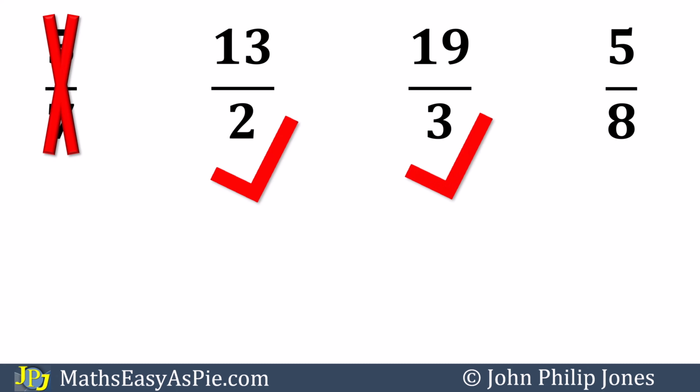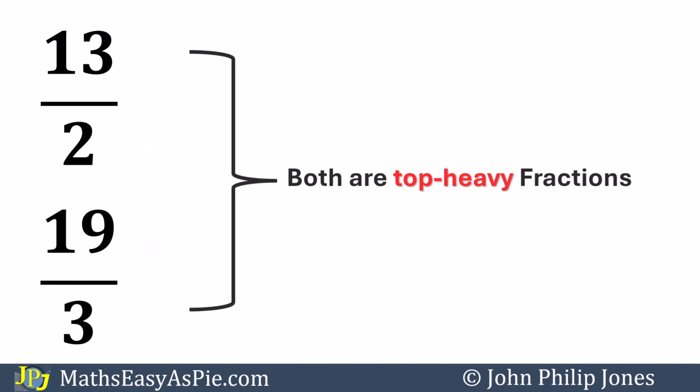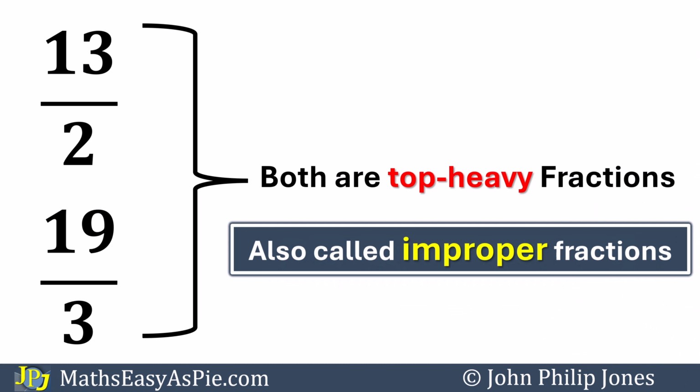If we turn our attention to this, we can see that the 5 is smaller than the 8. So the numerator is smaller than the denominator, and that tells us that it is not a top-heavy fraction. Moving on, we have the 13 over 2 and the 19 over 3, and they are both examples of top-heavy fractions. But bear in mind that we have these fractions also being referred to as improper fractions.